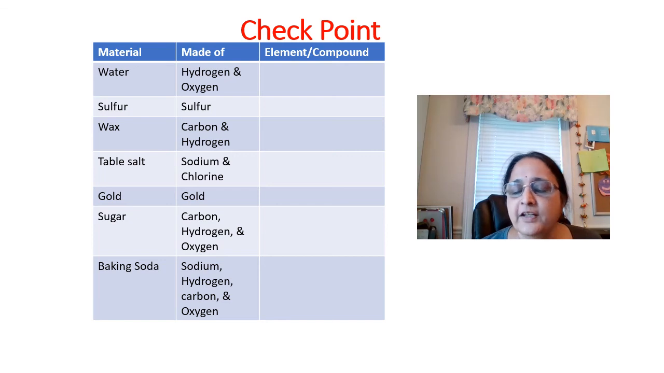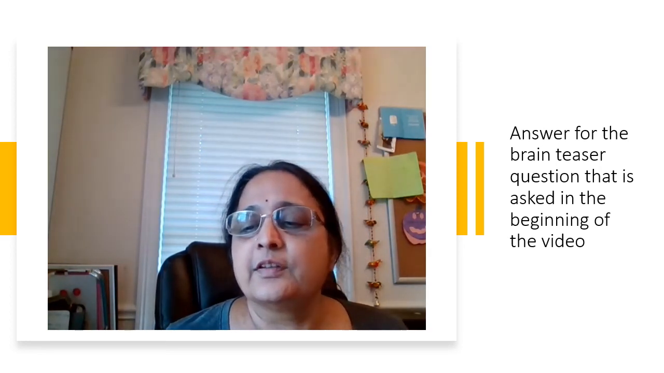So time for a checkpoint, guys. Now I have given a table with different materials, and I have given also what they are made of. So your job is to figure out whether it is an element or compound by seeing the material that it is made of. I think we are done with this topic today, and I hope you got the answer to the question that I asked at the beginning of the video. So the answer for that is carbon dating.